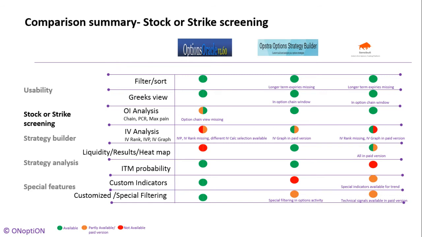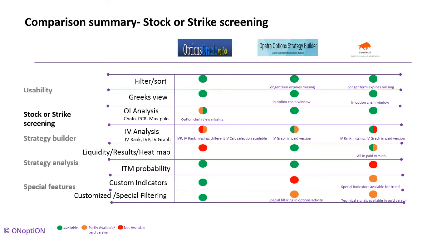IV analysis, that is IV percentile and IV rank, is completely missing in OptionsOracle. But they do have a good feature called type of IV calculation, where you can choose which one you want to use. In the case of Opstra, they are really good, like IVP and IV rank based filtering is readily available. In Sensibull, IV rank is missing, but the IV graph is available only in the paid version.